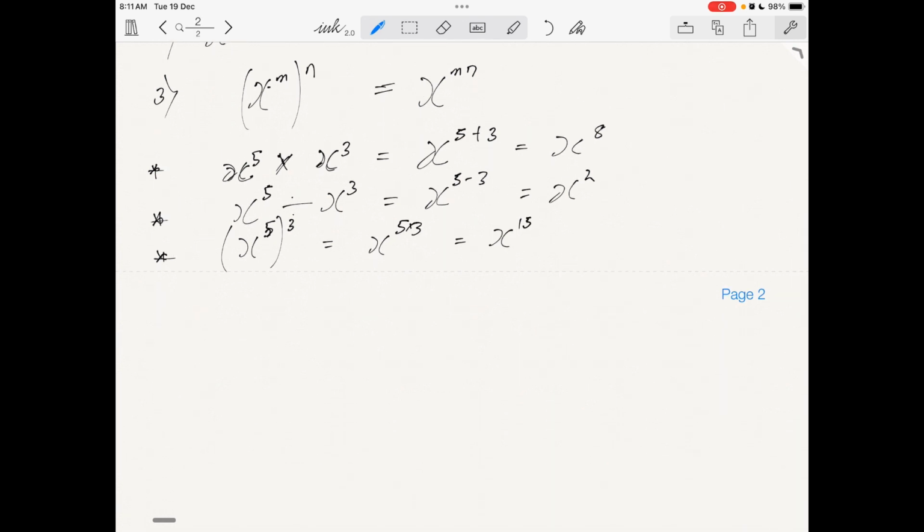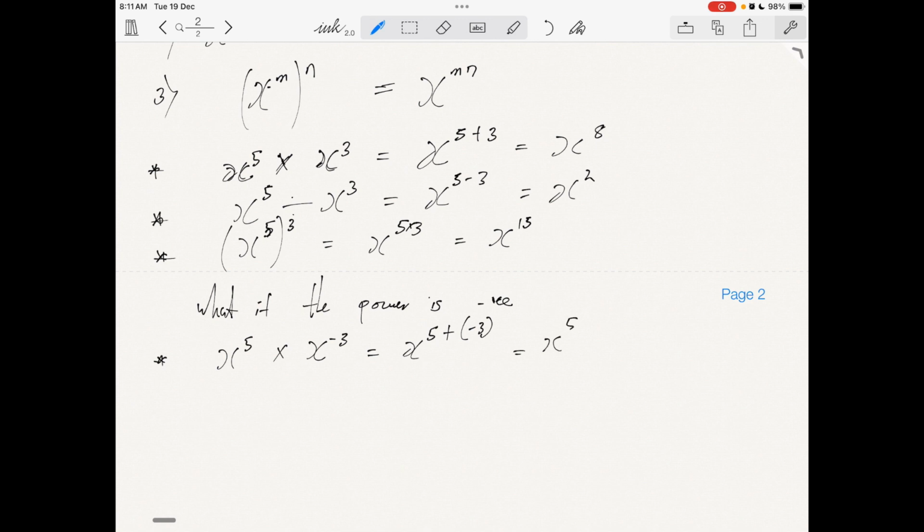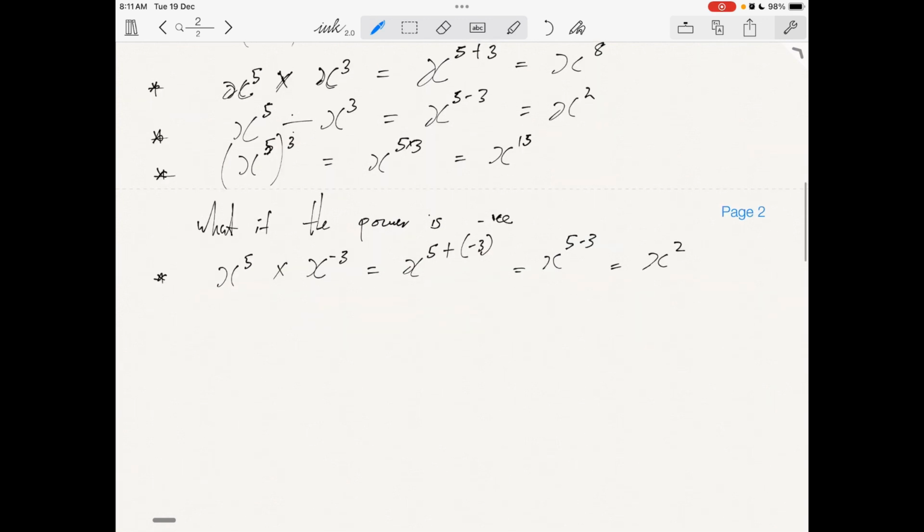Now, what if the power is negative? Take for instance, we have x raised to the power 5 multiplied by x raised to the power minus 3. Since we are adding, the whole rule still remains the same. So it will be x raised to the power 5 plus minus 3. That will give me x raised to the power 5 minus 3, that's x raised to the power 2.